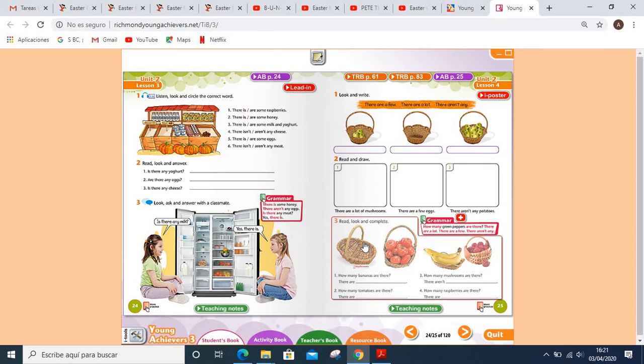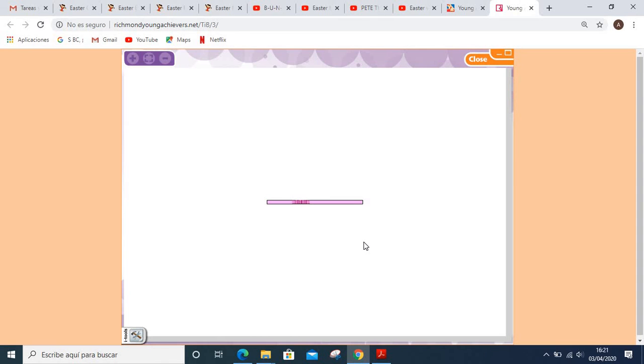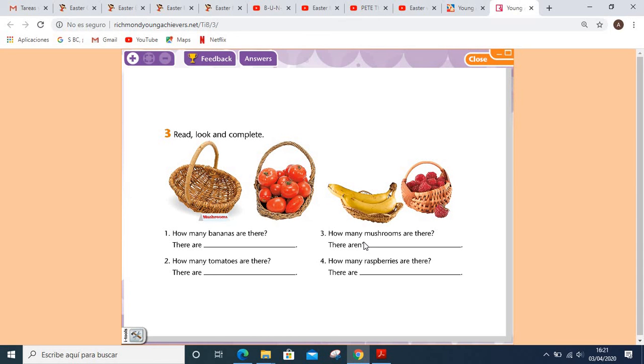And at last, you have to do exercise number 3. It's a reading and writing exercise. Okay, it says read, look, and complete. Number 1, we have to read the question. How many bananas are there? Think about it. Are there a lot of bananas? Are there a few? Or there aren't any bananas? So you have to choose a lot, a few, or any.